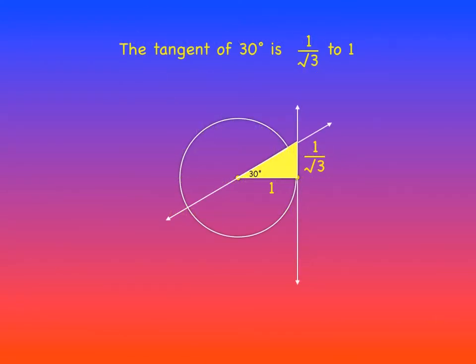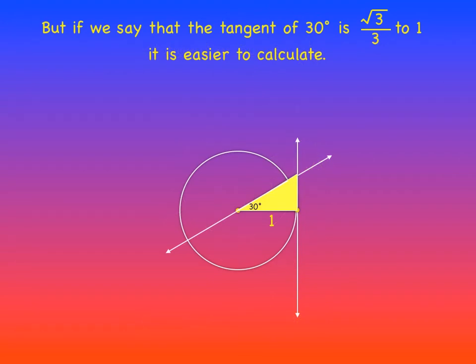So the tangent of 30 degrees at first sight is 1 over rad 3 compared to 1. But if we rename it, the tangent of 30 degrees is rad 3 over 3 compared to 1, it's a lot easier to calculate. It's 0.577, it's another one of those long numbers. We'll round that to 0.5774.